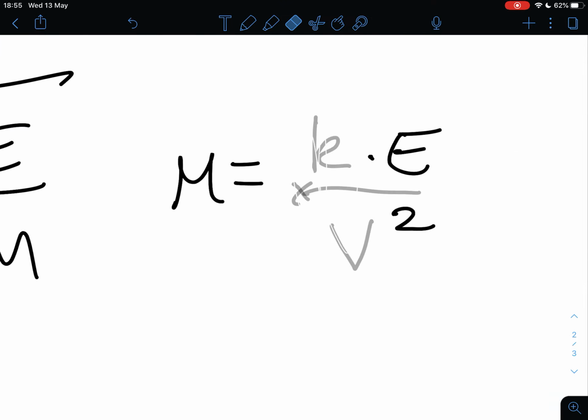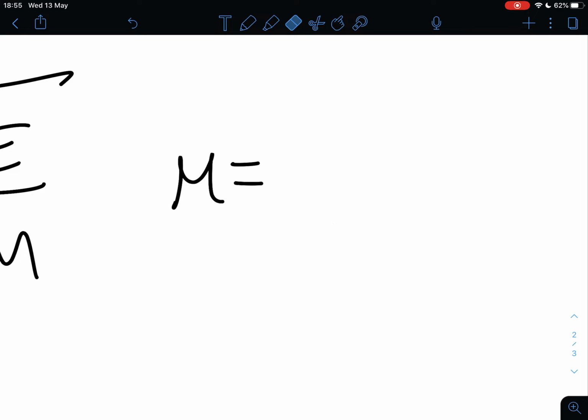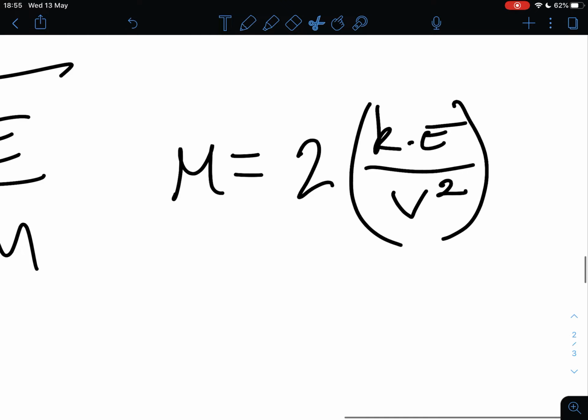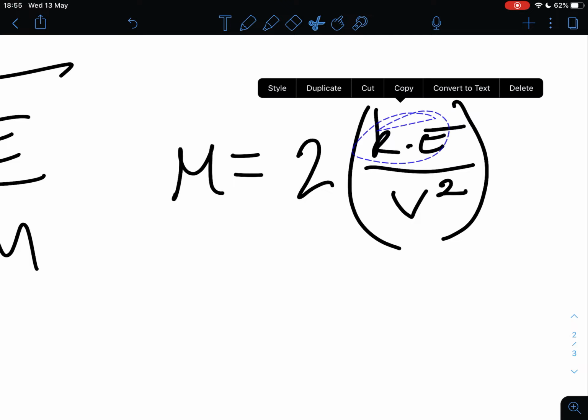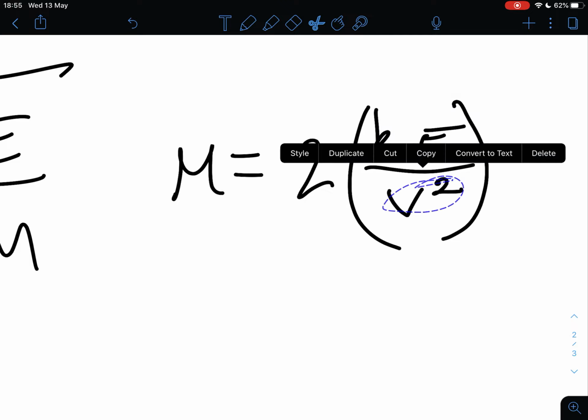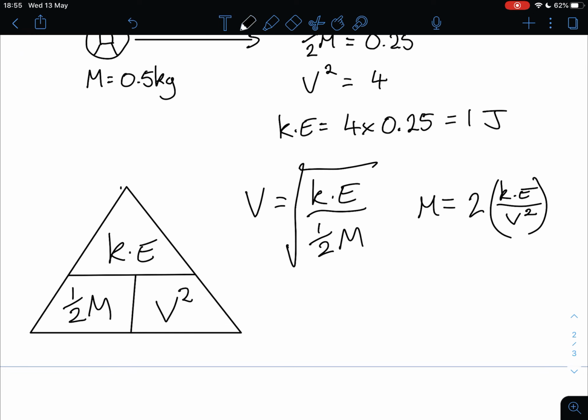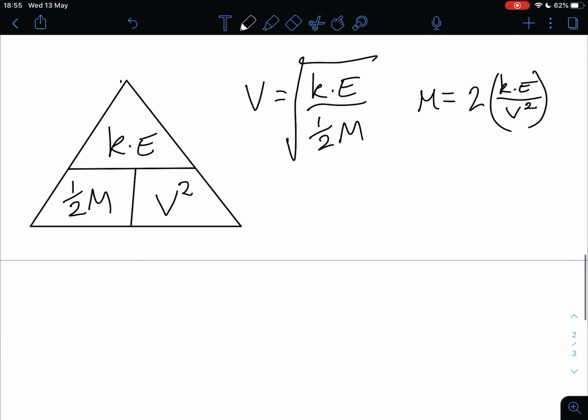I'll just rewrite that up a bit neater. It's not my finest work. Let's give it a go. So you'd have 2 Ke over v squared. So what I would do is do Ke divided by v squared first, get a number, then I would multiply it by 2. And that is it. Let's give it one go.